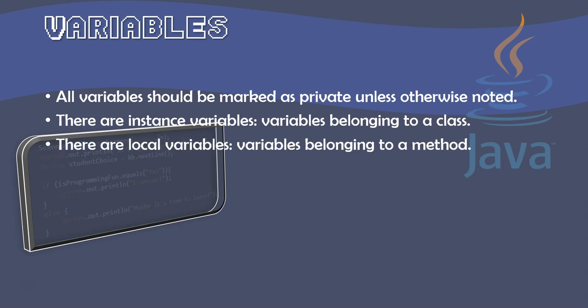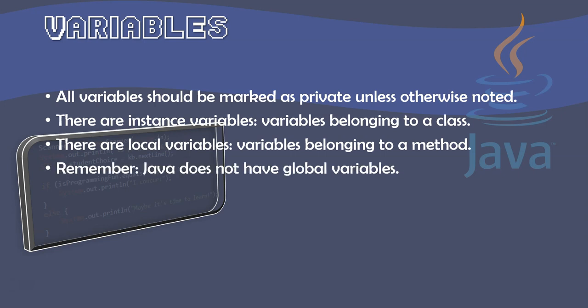Now, there's also local variables, which are typically variables that are inside of a method itself. And if it is a variable to that method, remember you can't use it in another method because, again, it's local to that method. Java does not have global variables, so there's not a way for a variable to be used across an entire program, unlike in some programming languages.